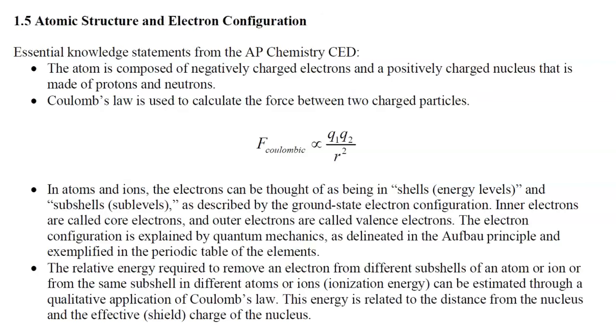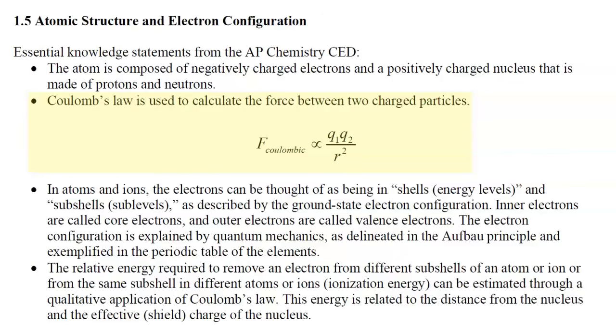Now let's take a look at our next topic. This is topic 1.5, atomic structure and electron configuration. Here are some essential knowledge statements from the AP Chemistry course and exam description. The atom is composed of negatively charged electrons and a positively charged nucleus that is made of protons and neutrons. Coulomb's law is used to calculate the force between two charged particles.